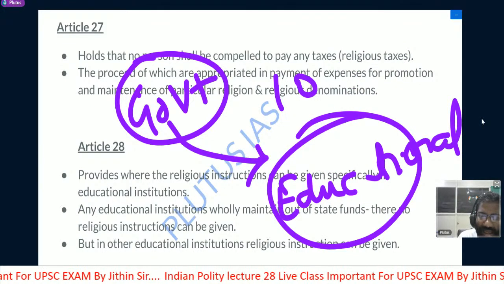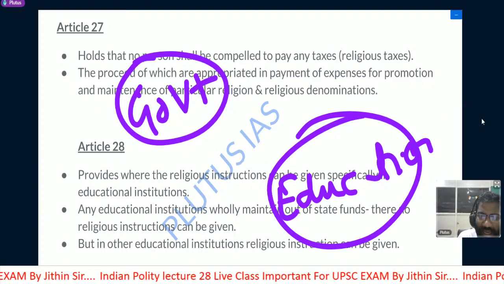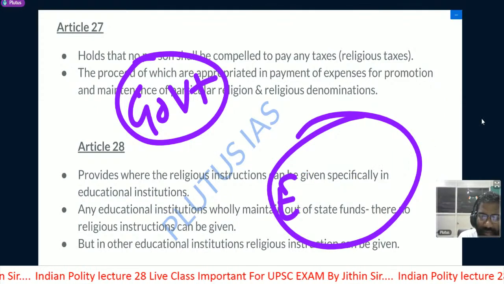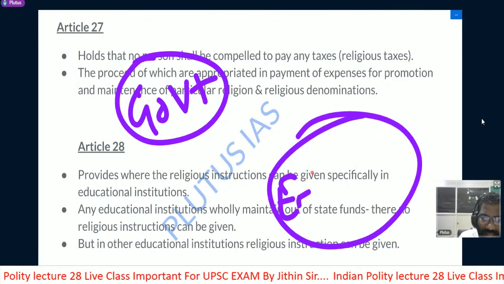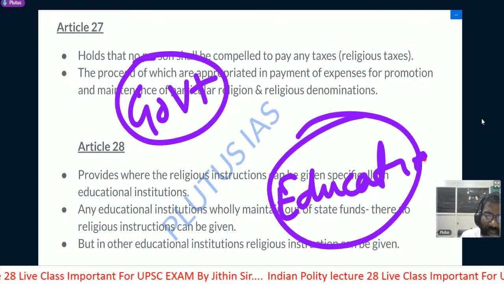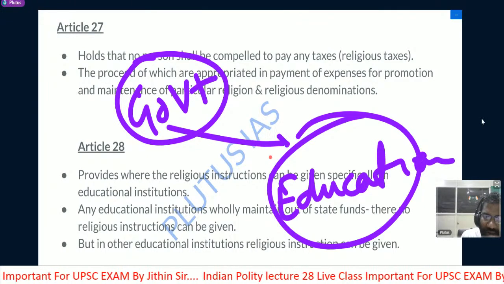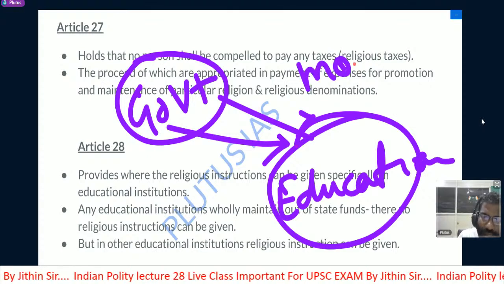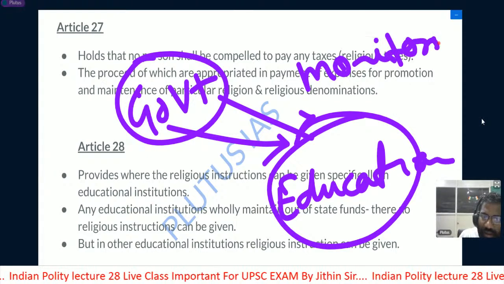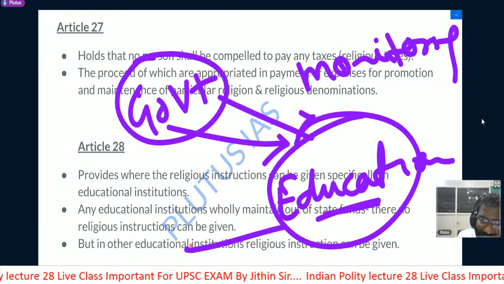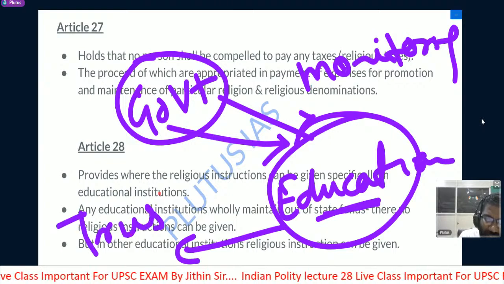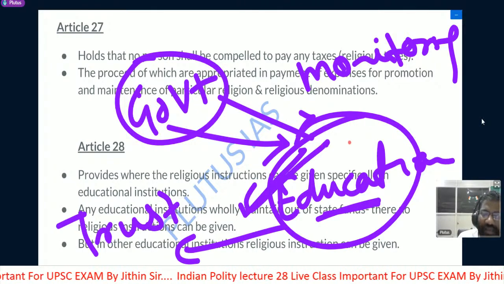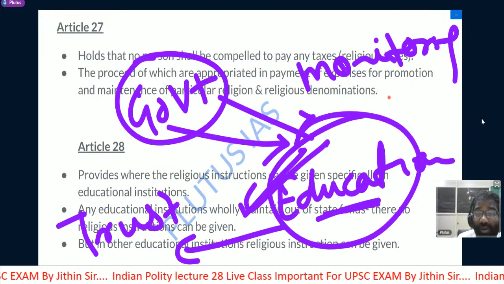The second thing is an educational institution where the government is monitoring, but it is under a trust. Here instructions can be given but cannot be forced upon anyone.